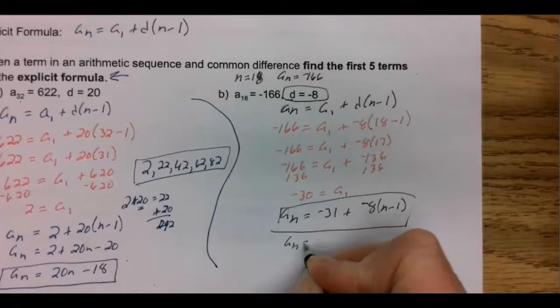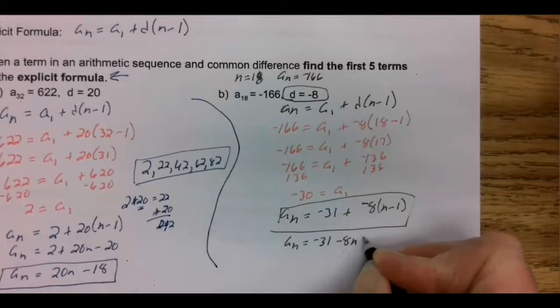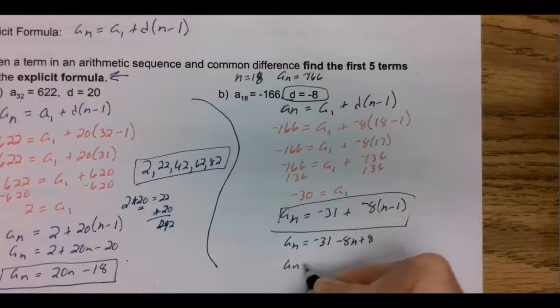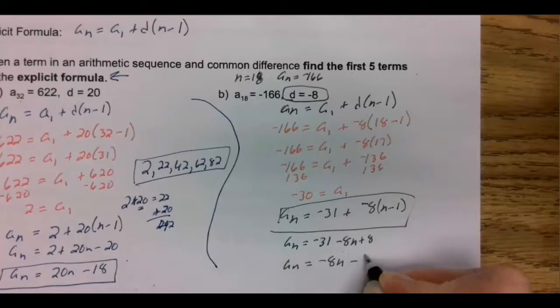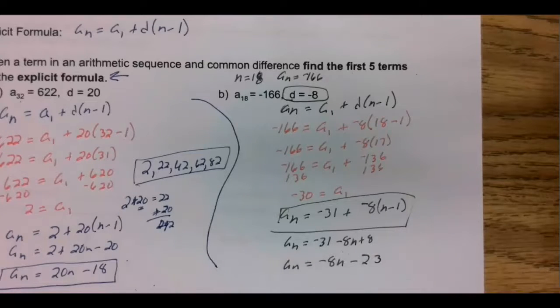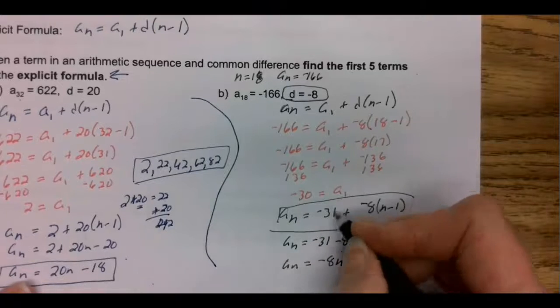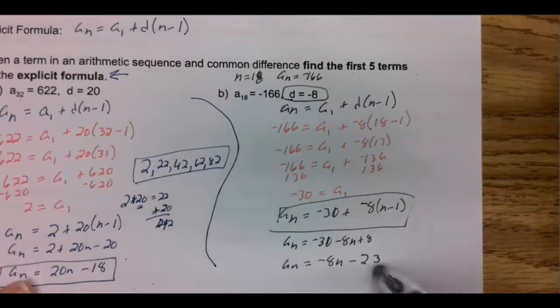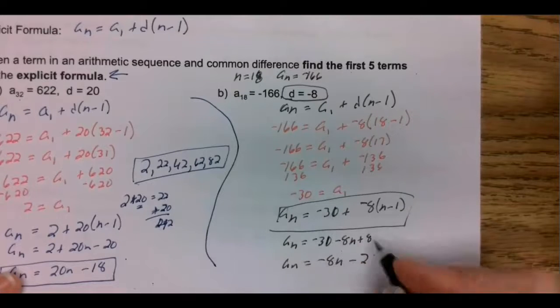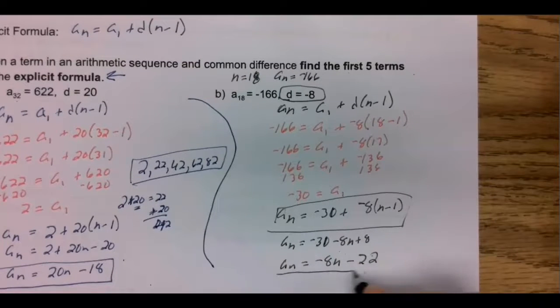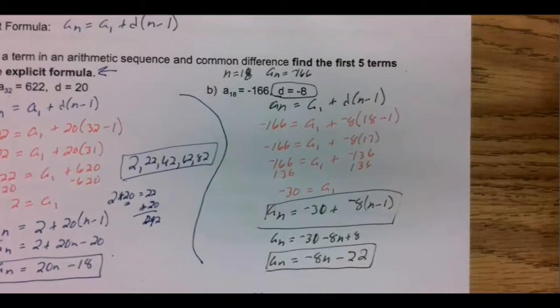So we get a sub n is equal to negative 31 minus 8n plus n. So a sub n is equal to 31. So we get negative 8n minus 23. That is our, wait, I can't subtract. Someplace I went wrong. Oh, I wrote in 31 instead of 30. Whoops. A sub 1 is 30, and I don't know why I wrote 31. Okay, so there is our simplified explicit formula.